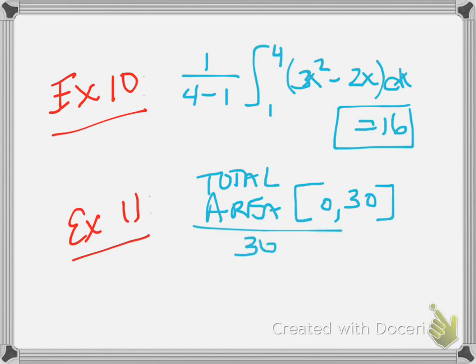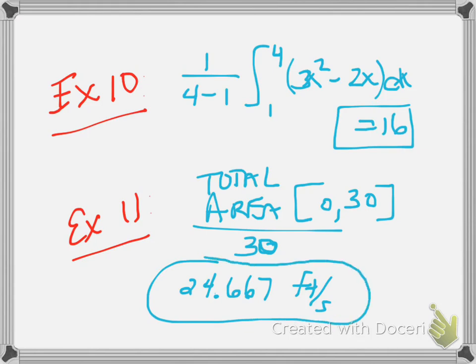And it doesn't come out quite as nice as some of the other problems, but you should get 24.667, and then we talk about what your units are. So it's average velocity. In this case, if you look carefully at the graph, it's feet per second. And that's all there is to it.